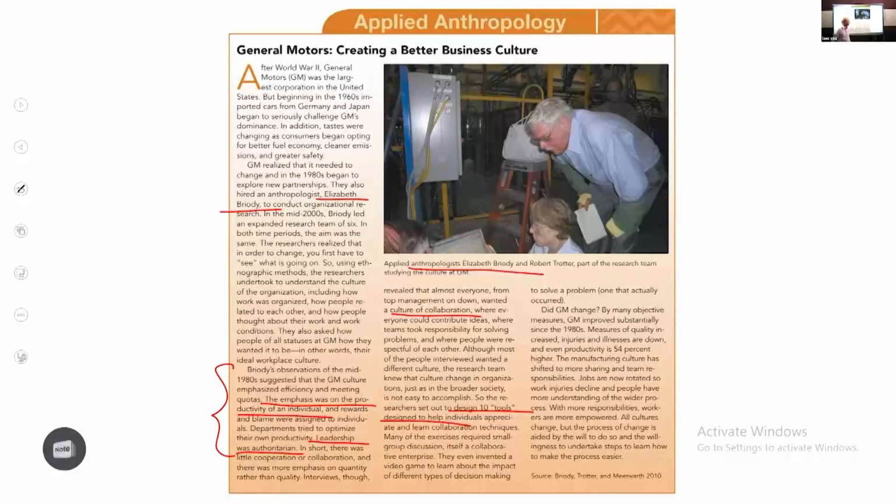So you can use this case study as an example of how anthropologists' help is being used in the business and corporate world. This is one case study. You can add many more case studies if you want. This is a very famous case study, right? That is anthropology in management and the corporate world.